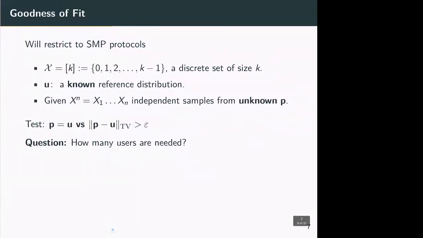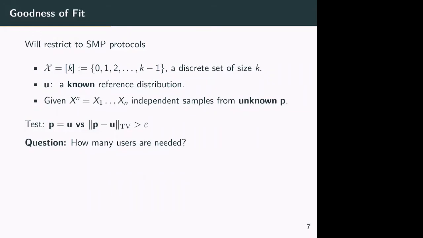So let's look at one very simple question. You have the underlying domain X, a set of size K. You have a known distribution U, which for now you can think of as the uniform distribution over K elements. Each of the players gets an independent sample from this unknown P. Your goal is to test: is P equal to U, or is it at least at a total variation distance of epsilon from U?